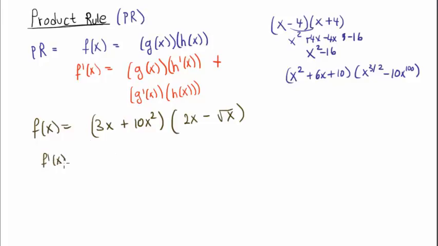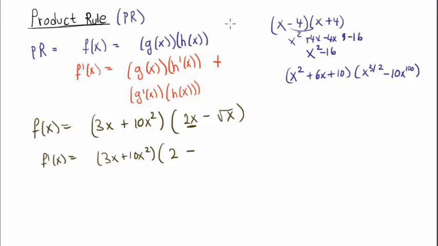So f prime of x is, I keep the first function, 3x plus 10x squared, multiply that by the derivative of the second one. The derivative of the second one is a normal polynomial, right? So what's the derivative of the first term? 2x is just 2. Keep the minus. What's the derivative of the square root of x?